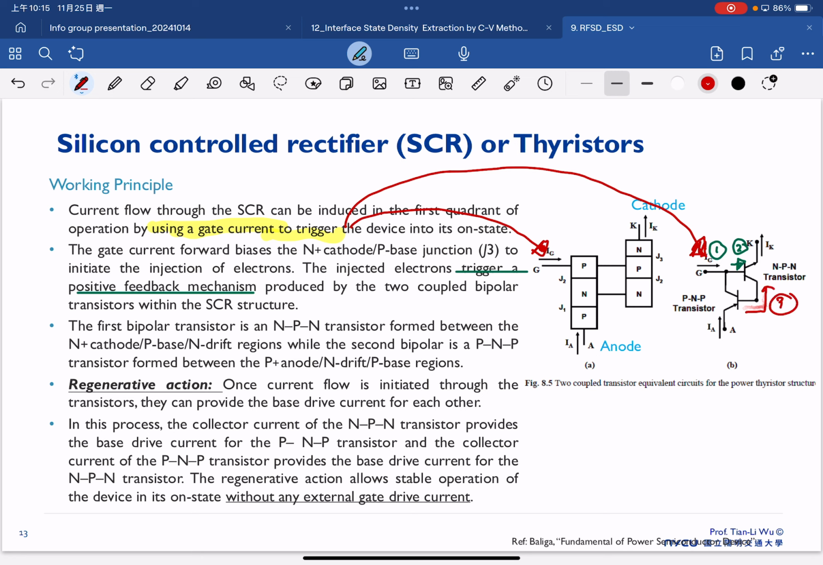This is because our NPN is turned on. Once our NPN is turned on, the NPN BJT will start to deliver current, and the current flows in this direction. This current becomes the trigger current of this PNP, the base current for this PNP. And therefore we can foresee this PNP will turn on again.